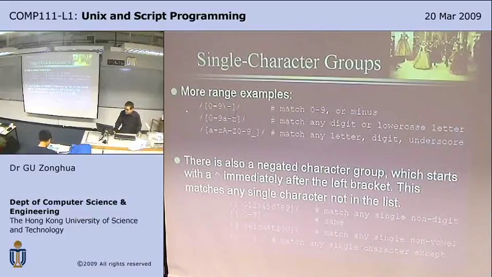So 0-9 means match any letter 0, 1, 2, 3, 4, 5, 6, 7 until 9, or a minus, a dash. Because they're enclosed in the square brackets, it is the OR relationship, right? If you don't have the square brackets, it means append, right?